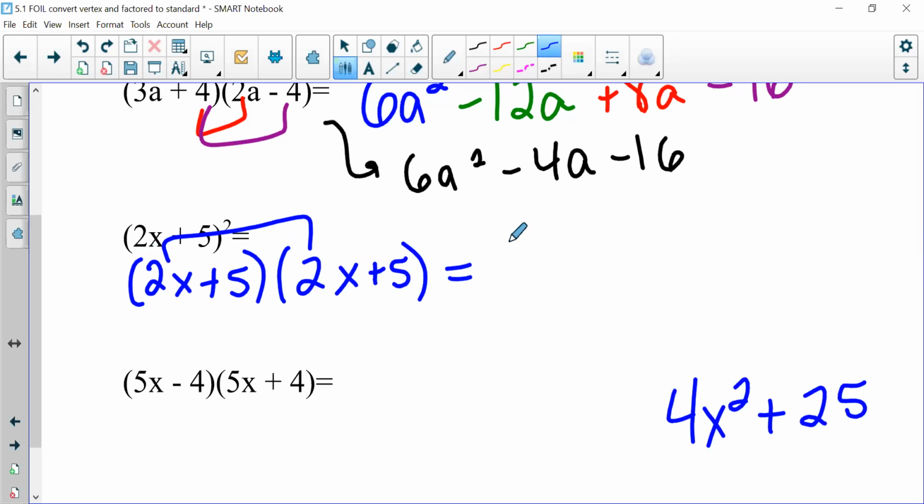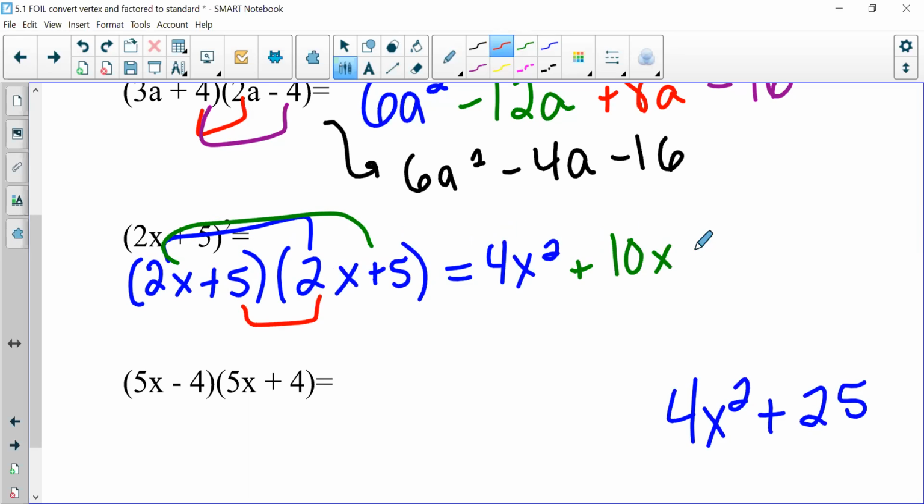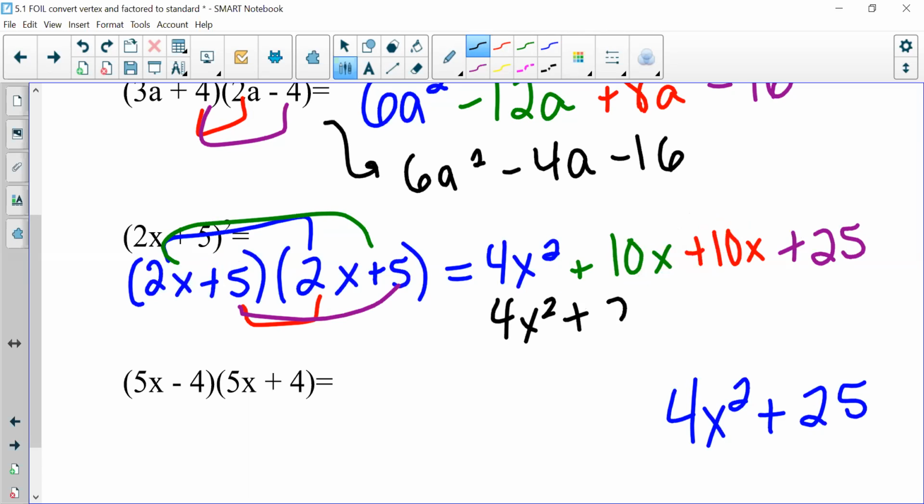2x times 2x would be 4x squared, and then 2x times 5 is 10x, and then 5 times 2x would be 10x, and then 5 times 5 is 25. Okay, so what's 10x plus 10x? Is it just addition, or is it multiplication? FOIL is multiplication because there's no sign in this bracket right here, Matthew. So you're taking this bracket and timesing it to this bracket. Now when you simplify, we're adding though. So what's 10x plus 10x? 20. Very good.